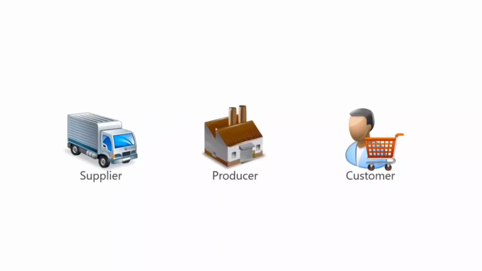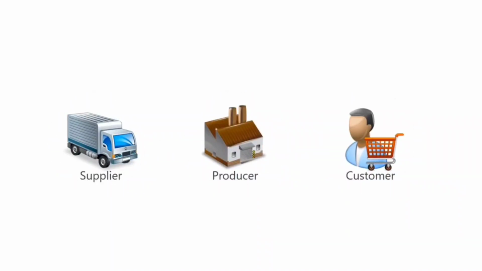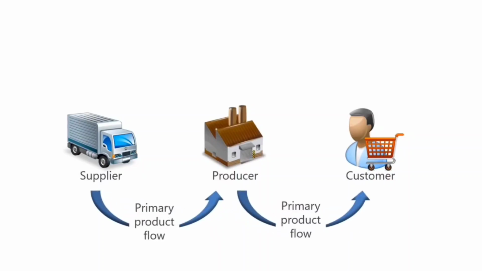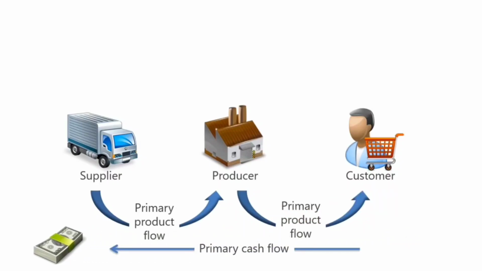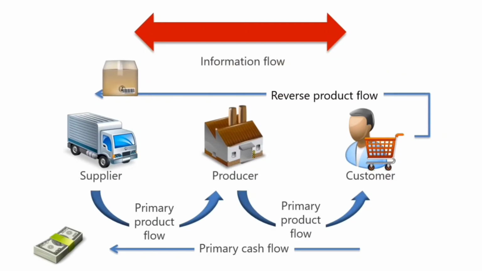The 4 basic flows that connect the supply chain entities together are as follows. Flow of physical materials and services from suppliers to the end customer. Flow of cash from the customer to the raw materials supplier. Flow of information back and forth along the chain. And reverse flow of product returned.